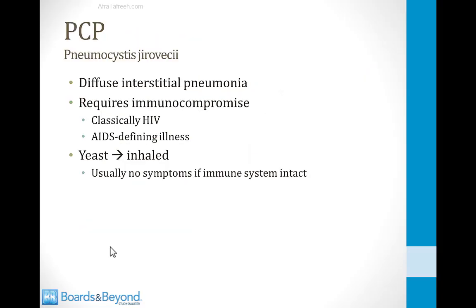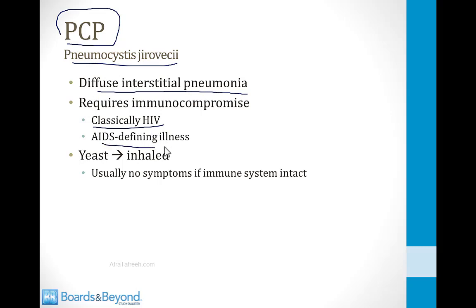The final cause of pneumonia I'm going to discuss is Pneumocystis jirovecii, which used to go by a different name whose initials were PCP, and it's still often called PCP pneumonia. This is a diffuse interstitial pneumonia that requires immune compromise, classically HIV. This is considered an AIDS-defining illness. So a little bit of history here.